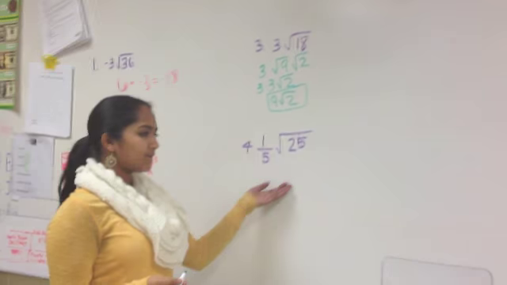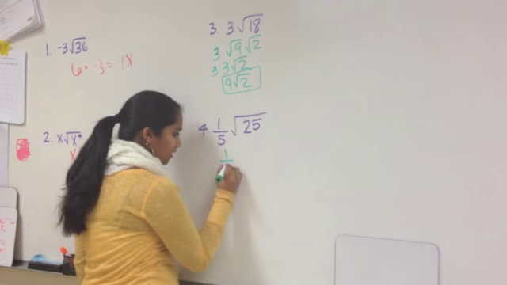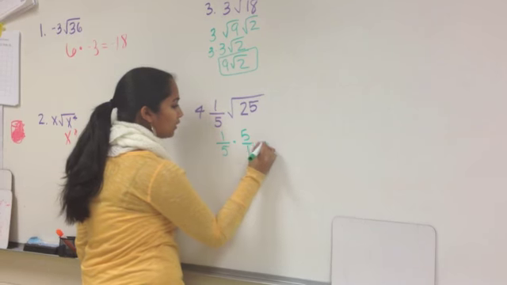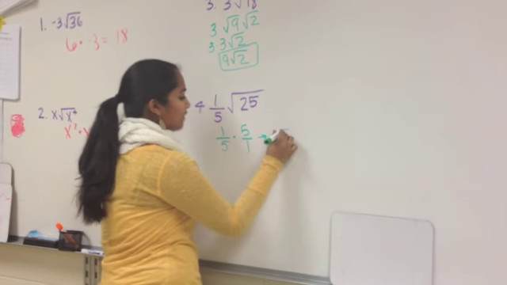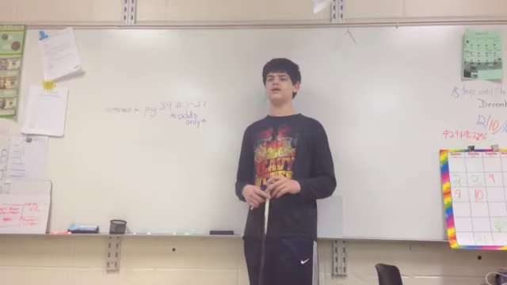For this one, 25 is a perfect square. So you take 1 over 5 and multiply it by 5 over 1. That's 5 over 5, which also equals 1.